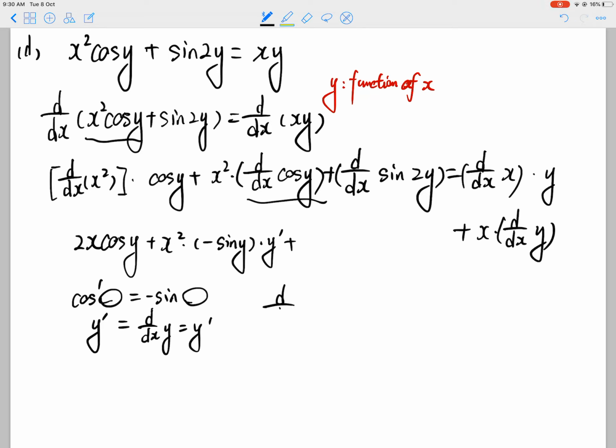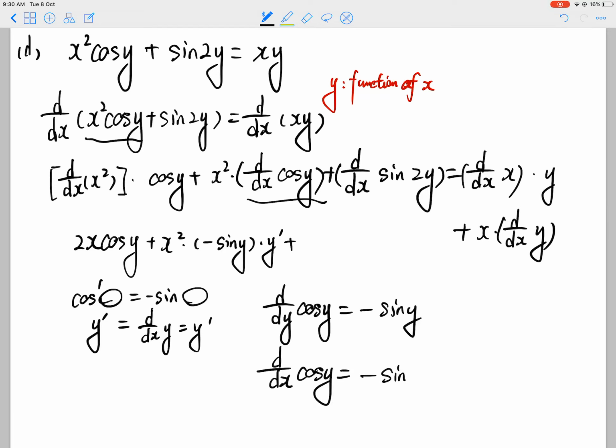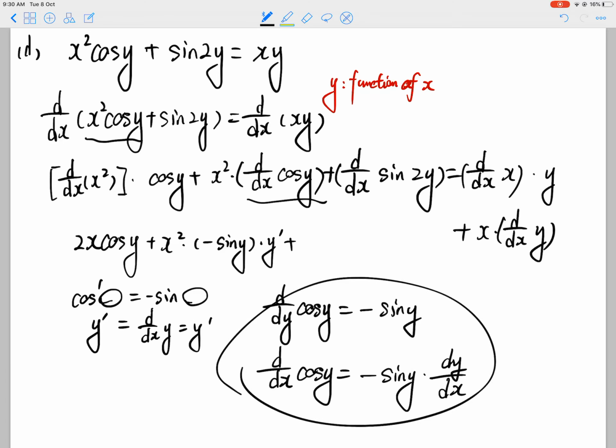Let's see the difference. What if it's a derivative with respect to y? Then it's just negative sine y. If it's a derivative with respect to x, it is negative sine y times dy over dx. So this is the difference.